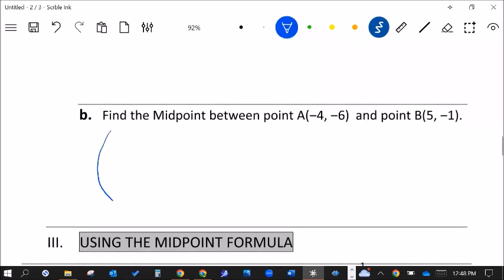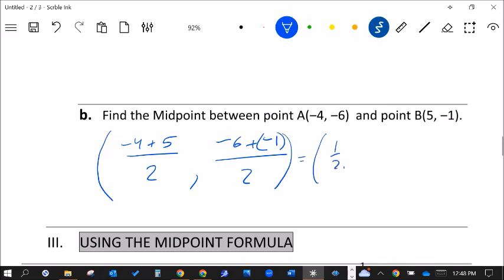Okay, so for the x's, I'm going to add the two x's, -4 plus 5. And it doesn't matter now which one comes first because we're adding them. And I'm going to divide by 2. And I'm going to take the two y's and add them. But I have to be careful of that negative. So that's equal to 5 minus 1 is 1/2. And here we have -6 minus 1. So that's -7/2.